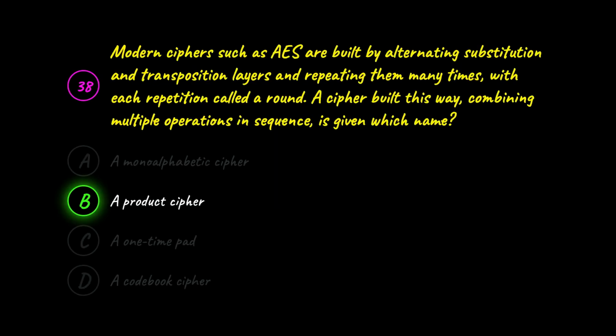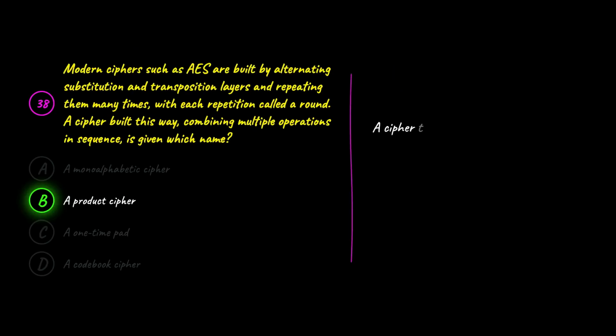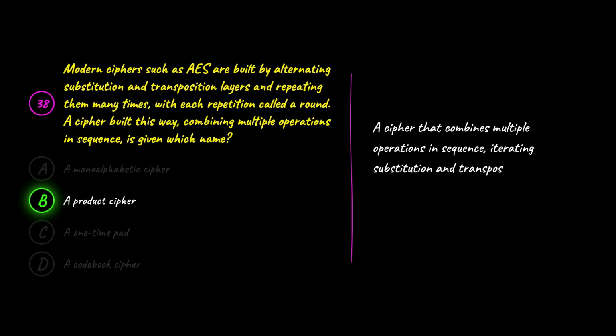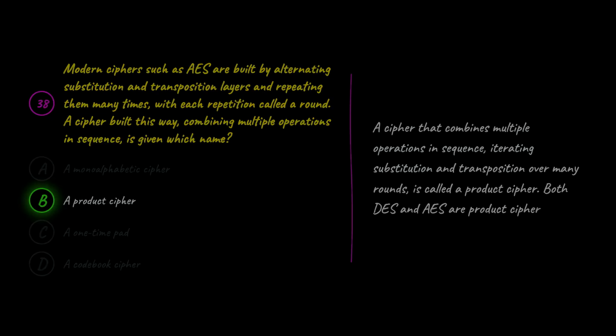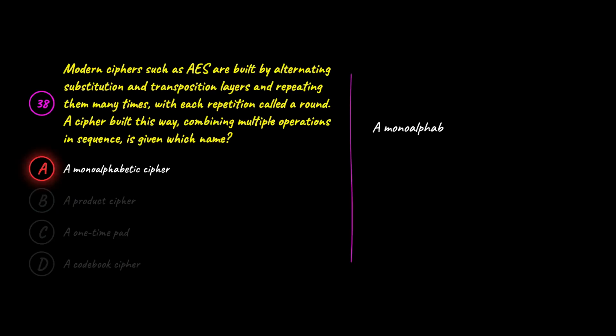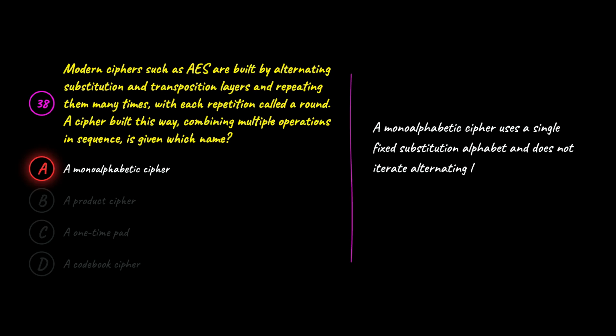The correct answer is B. A product cipher. B is correct because a cipher that combines multiple operations in sequence, iterating substitution and transposition over many rounds, is called a product cipher. A is wrong because a monoalphabetic cipher uses a single fixed substitution alphabet and does not iterate alternating layers. It is a weak classical scheme, not a layered modern design.